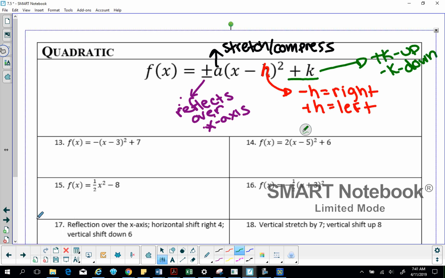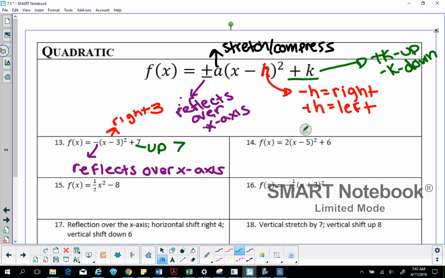All right, cool. Let's go over this. Tyreek, what's the first one? What transformations are there? What does the negative mean? Reflects over x-axis. Beautiful. What does the minus 3 mean? Beautiful. Right there. And what does the plus 7 mean? Beautiful. Everyone get that?